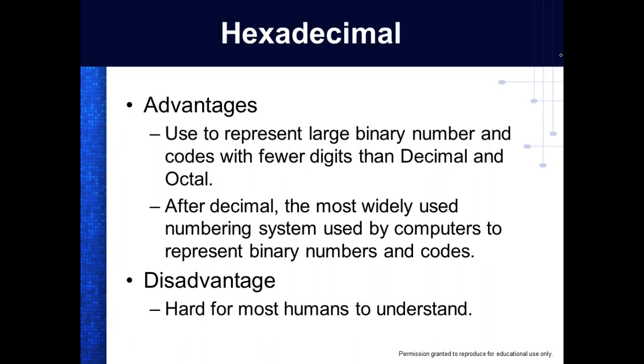Hexadecimal, used to represent large binary numbers and codes with fewer digits than decimal or octal. After decimal, this is the most widely used numbering system for us, right? Represent binary numbers and codes. And for the average person, it's hard for most users.